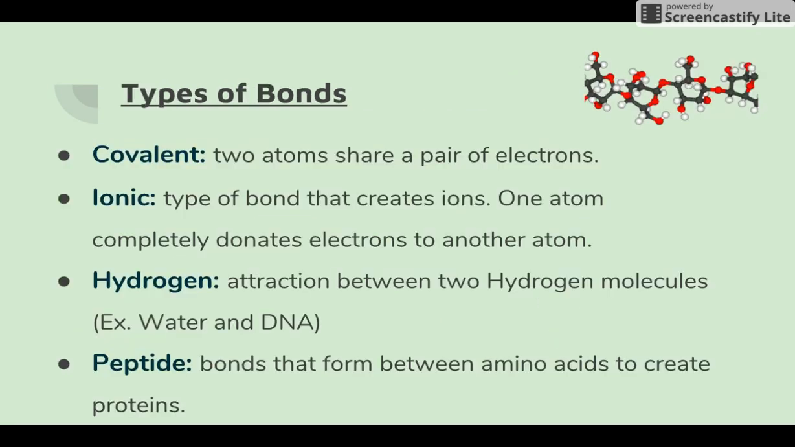The next type is ionic. This is where ions are created. And ions are simply atoms that have a charge. That could be positive or negative.